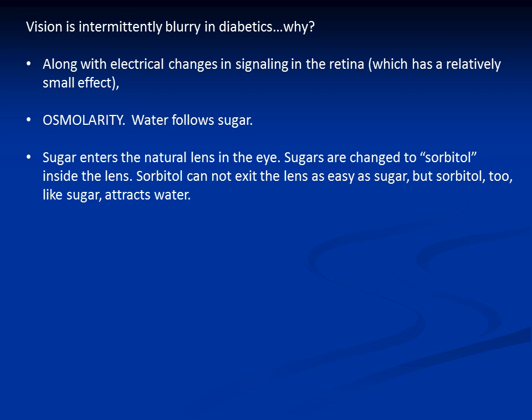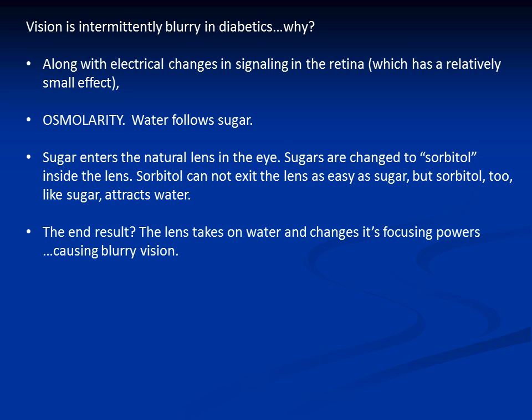Your body's signal is like, I need water, I need water. It's got to follow that sugar. Well, of course, in the case of the lens, water goes into the lens in a much higher concentration than it normally does or should. The lens takes on water. That makes the lens bulge. It changes its focusing power, and that causes blurry vision. Simple as that. So there you go. See how much you're learning? I hope you're learning something, maybe a little bit.